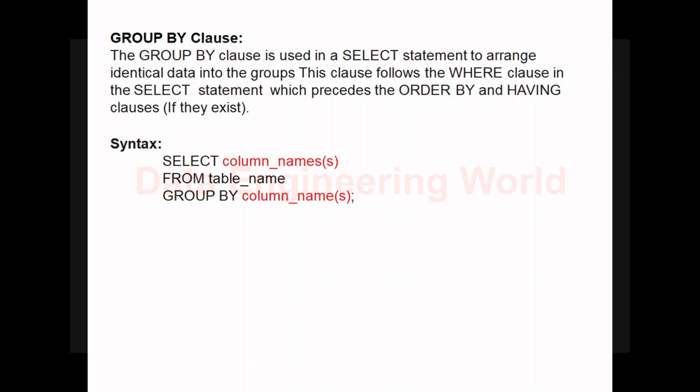So here is the syntax of the group by clause. We can use a number of columns in our select statement along with the aggregation functions, if there are any, from the specified table. After this, we can use the group by keyword and specify the column names on which we want to group our data.